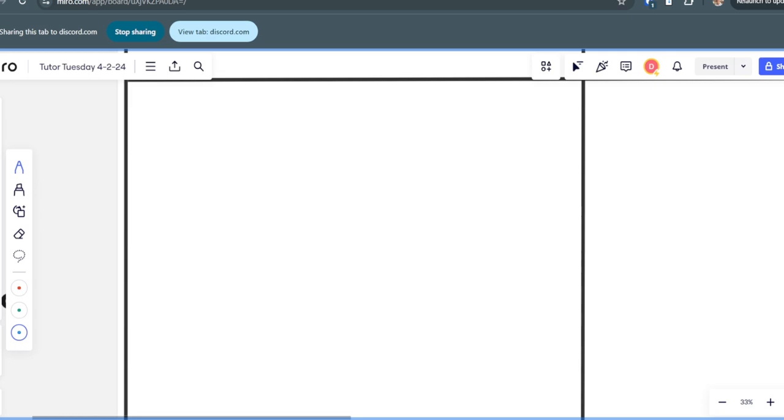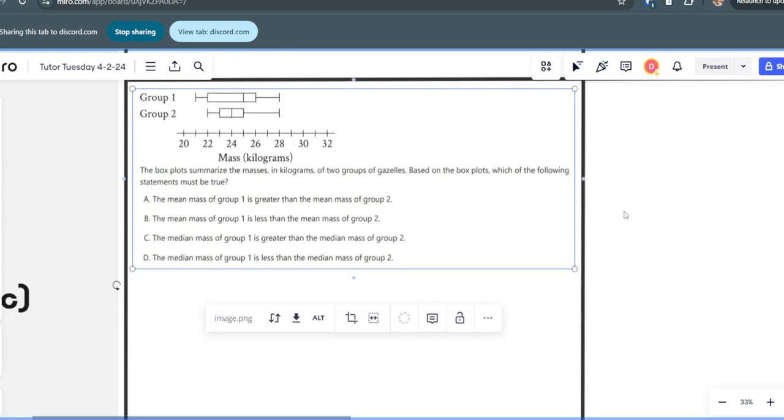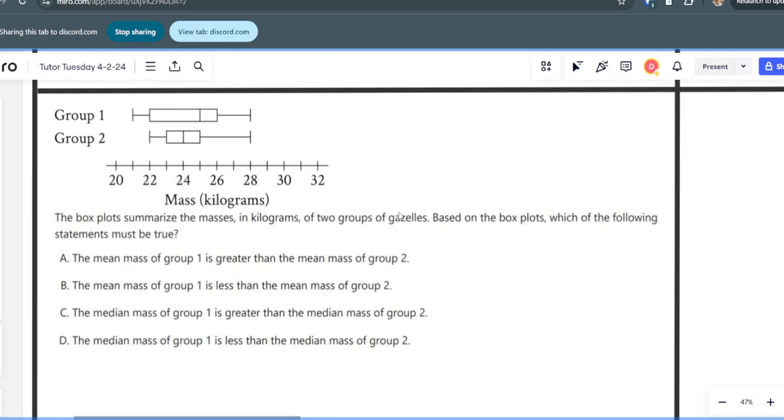I think these one variable data problems are pretty common. This one, if you guys know how to read a box and whiskers plot, it should be fairly straightforward. The box plots summarize the masses in kilograms of two groups of gazelles. Based on the box plots, which of the following statements must be true? What do you guys think?